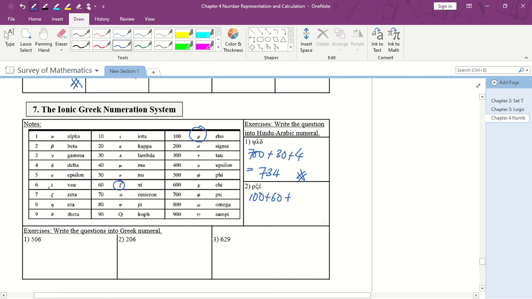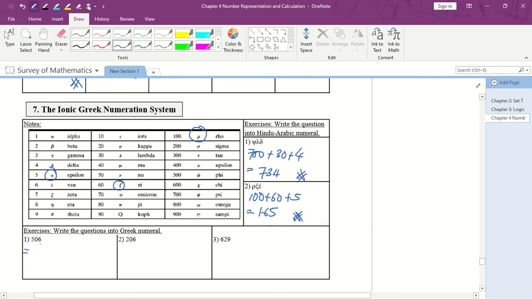And the last one will be like a 3-like figure, so that will be this one. Okay, it'll be 5. So it'll be 165. So basically, if you want to convert from the Ionic Greek numerals to Hindu-Arabic numerals, you just need to refer to the table. And the same thing, when you want to convert it back to the Greek numerals, you need to look at the table.